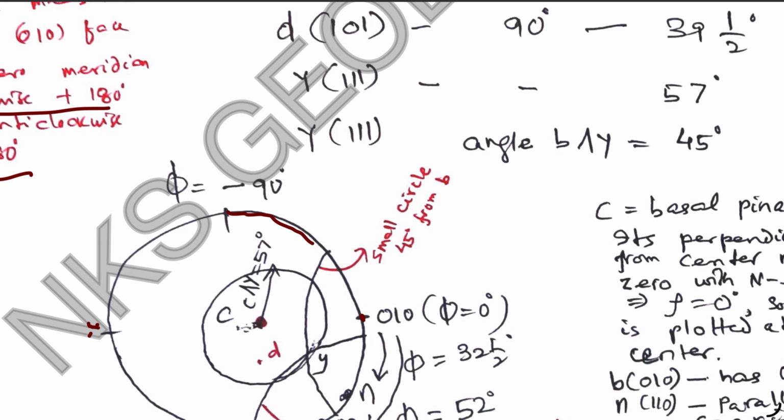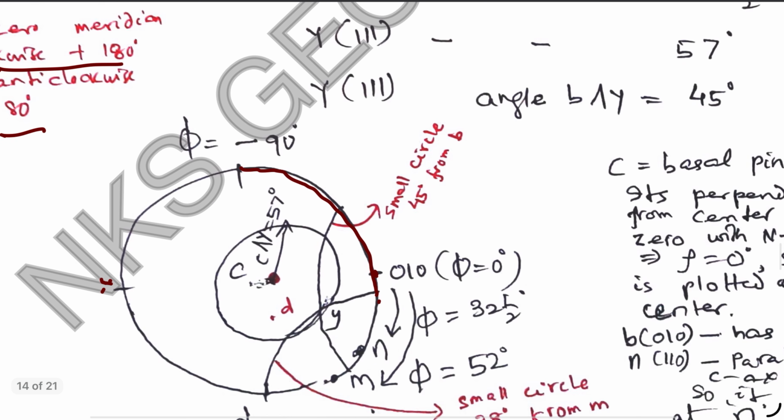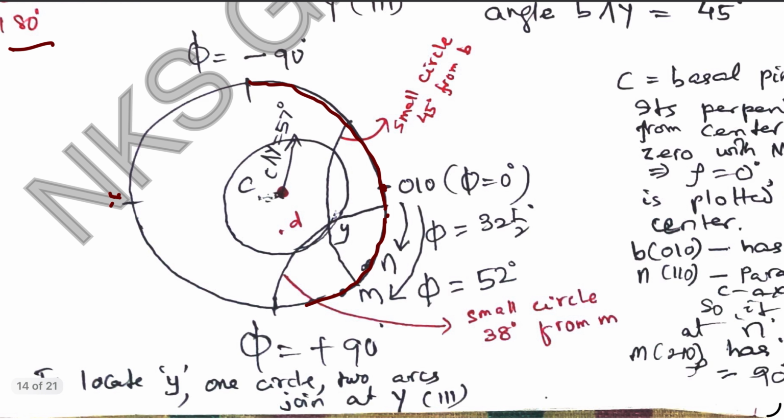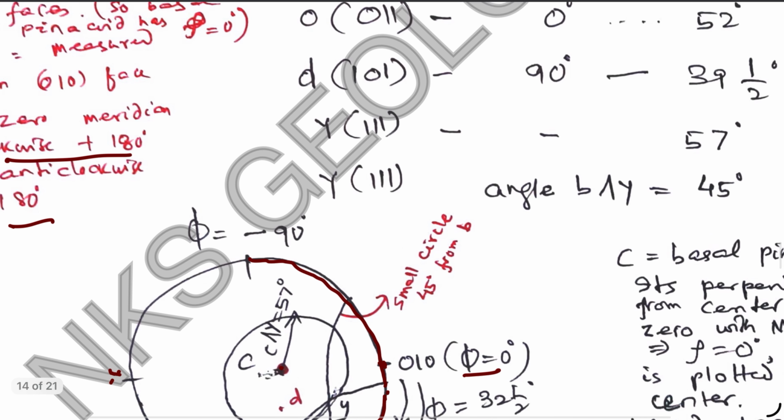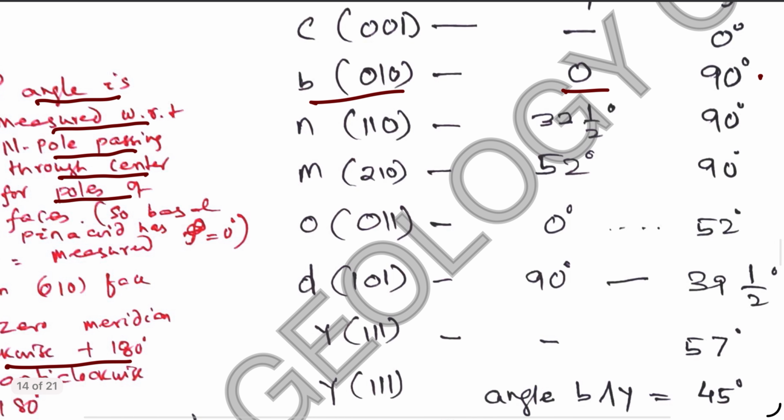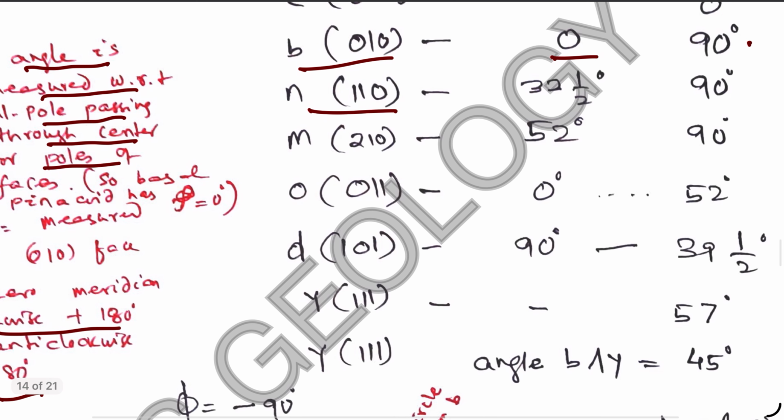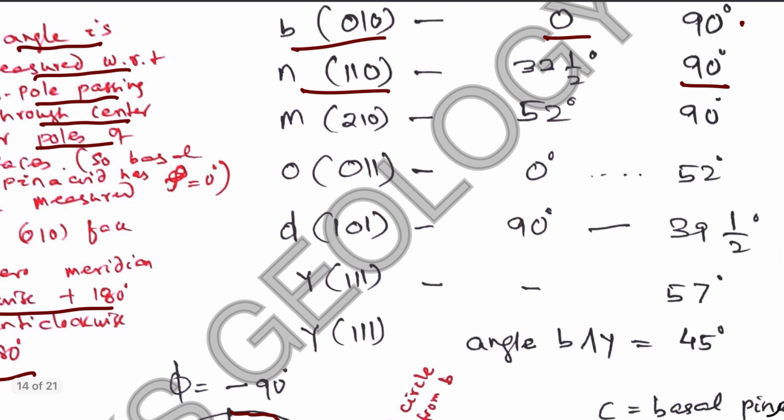So this is the great circle which has phi 0, rho 90. Rho is 0 here, rho is 90 on the periphery. So this circle is having phi 0, rho 90. So this is the point for B, 0, 1, 0 face. Then for N face, 1, 1, 0, it is a vertical face. It is having rho 90. It will occur on the periphery. This angle is the phi.